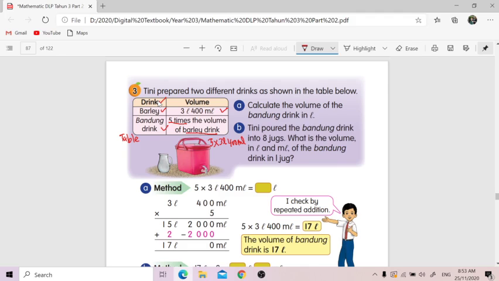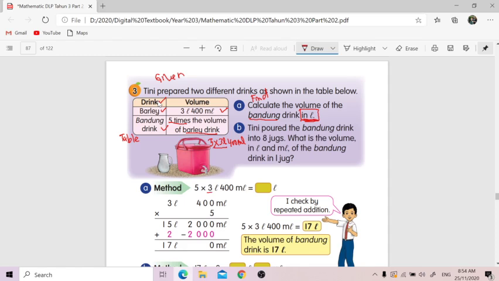Okay. So A, calculate the volume of the Bandung drink in liter. So this is fine. Okay. So this is the what? Given. Yang kat sini semua ni given. Okay. So calculate the volume of the Bandung drink in liter. So underline the word in liter. So kita kena kira dan letakkan dalam bentuk liter. Okay. Sini ada ml kan, gabungan L dengan ml. So tapi akhirnya kena buat L ya. So dia nak Bandung drink. So Bandung drink ni yang ni lah. So kita kena selesaikan 5 times 3 liter 400 ml.